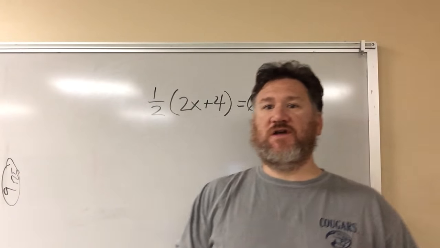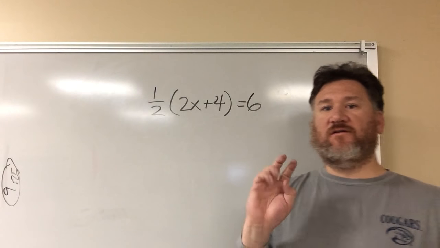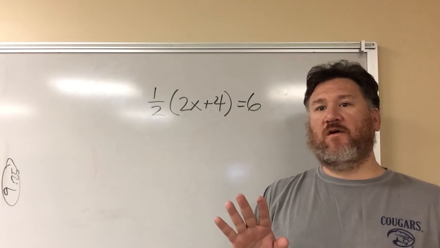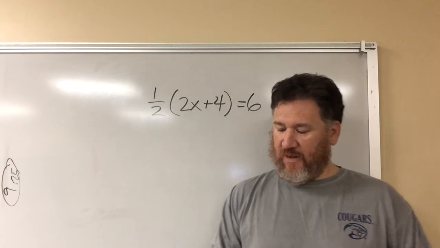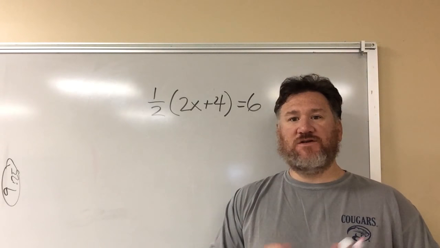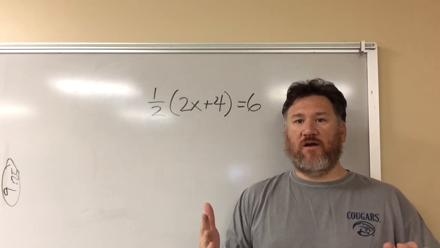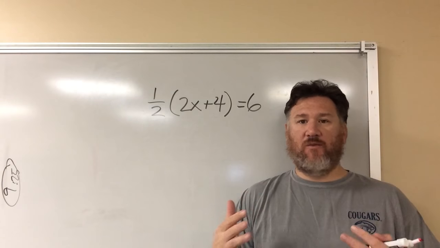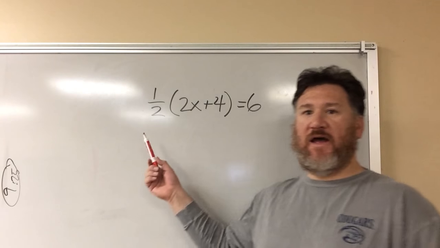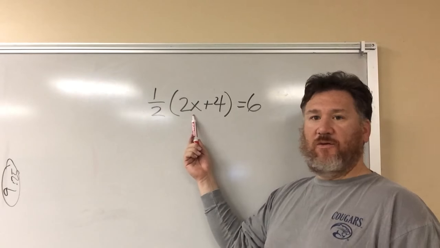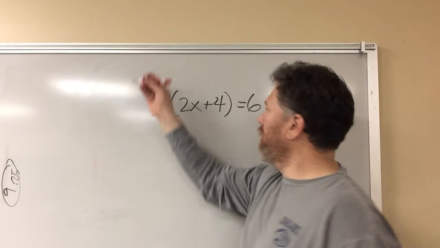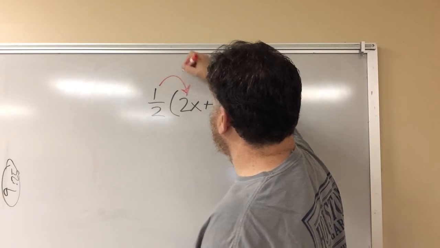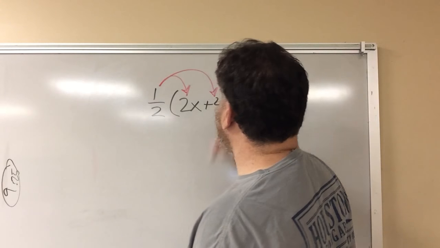So we're going to go through our steps. We're going to end up doing two different things because this is a two-step problem. And then we're going to find out our answer. First thing we do anytime we're solving any equation or inequality is to distribute and remove the parentheses. So I'm going to multiply everything inside the parentheses, the 2x and the 4, by 1/2. So 1/2 times 2x, 1/2 times positive 4.